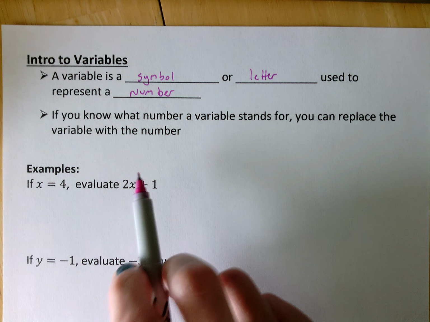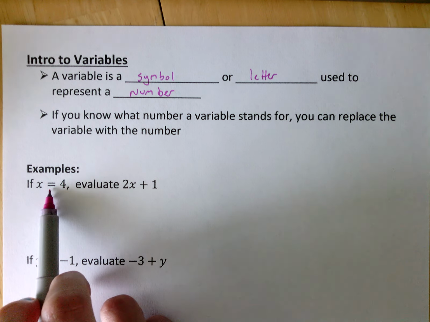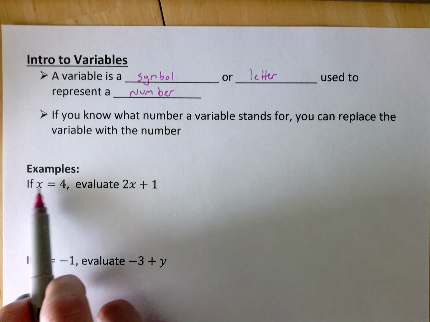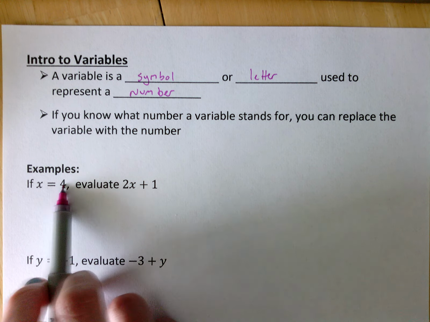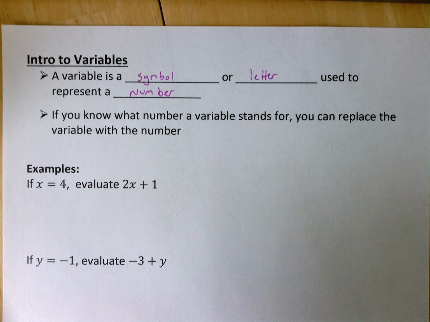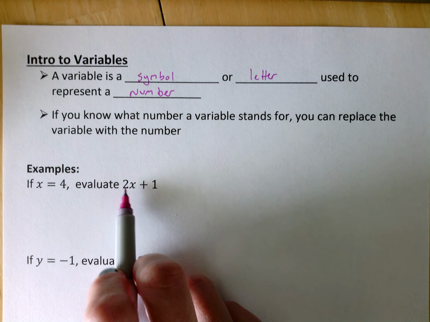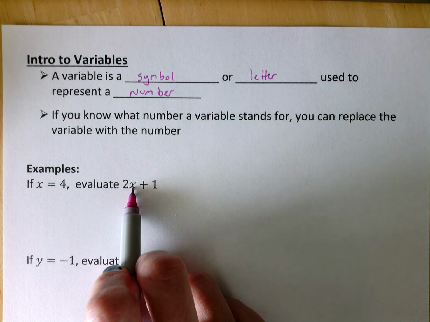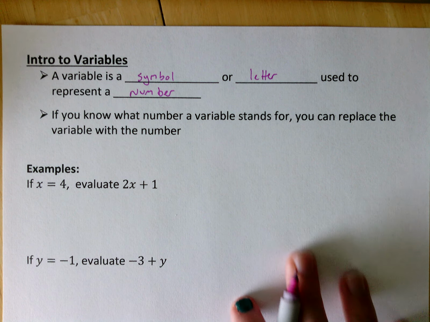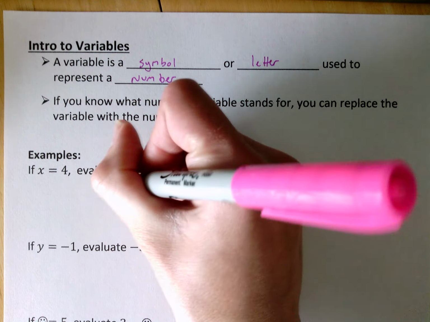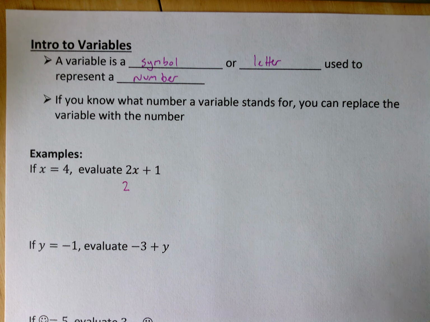Even though a variable and a number look different, this equal sign tells me that they're the same thing. So this is telling me that an x is the same thing as a 4, which means that these two are totally interchangeable. So when I'm asked to evaluate this, what it's telling me is that I can switch out this x for that 4. Okay, so that's exactly what I'm going to do. I've got the 2, and then I'm going to swap out this x for that 4.